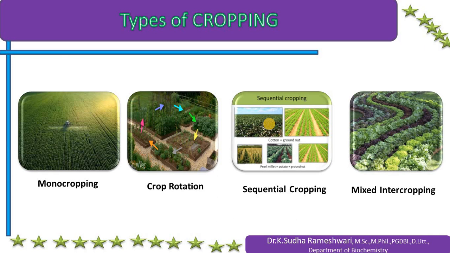So this is sequential cropping. At the same time, they have to plant another crop. Next is mixed intercropping.